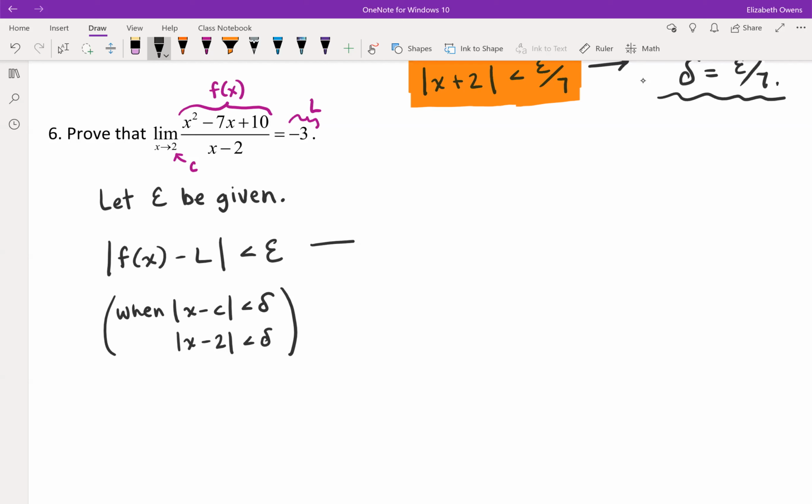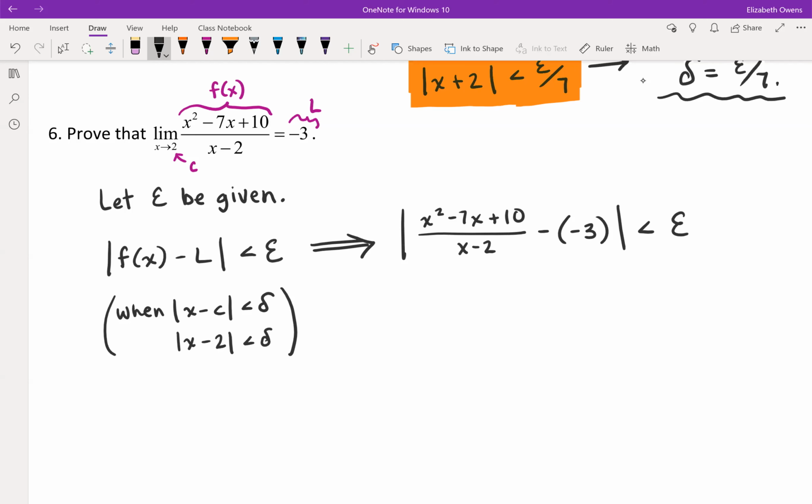And now let's start our f of x minus L statement manipulations, starting by plugging in the function itself and the limit value. So here's f of x, our rational function. And here is our limit L, negative 3. Okay, that absolute value is less than epsilon. And let's think about manipulating this inside.